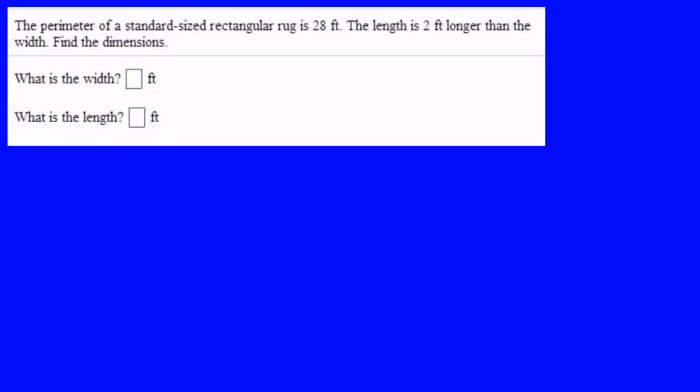Okay, let's start our first set of word problems, and these use the formulas we've just talked about. The perimeter of a standard-sized rectangle is 28 feet. The length is 2 feet longer than the width. Find the dimensions. That means find the length and the width.